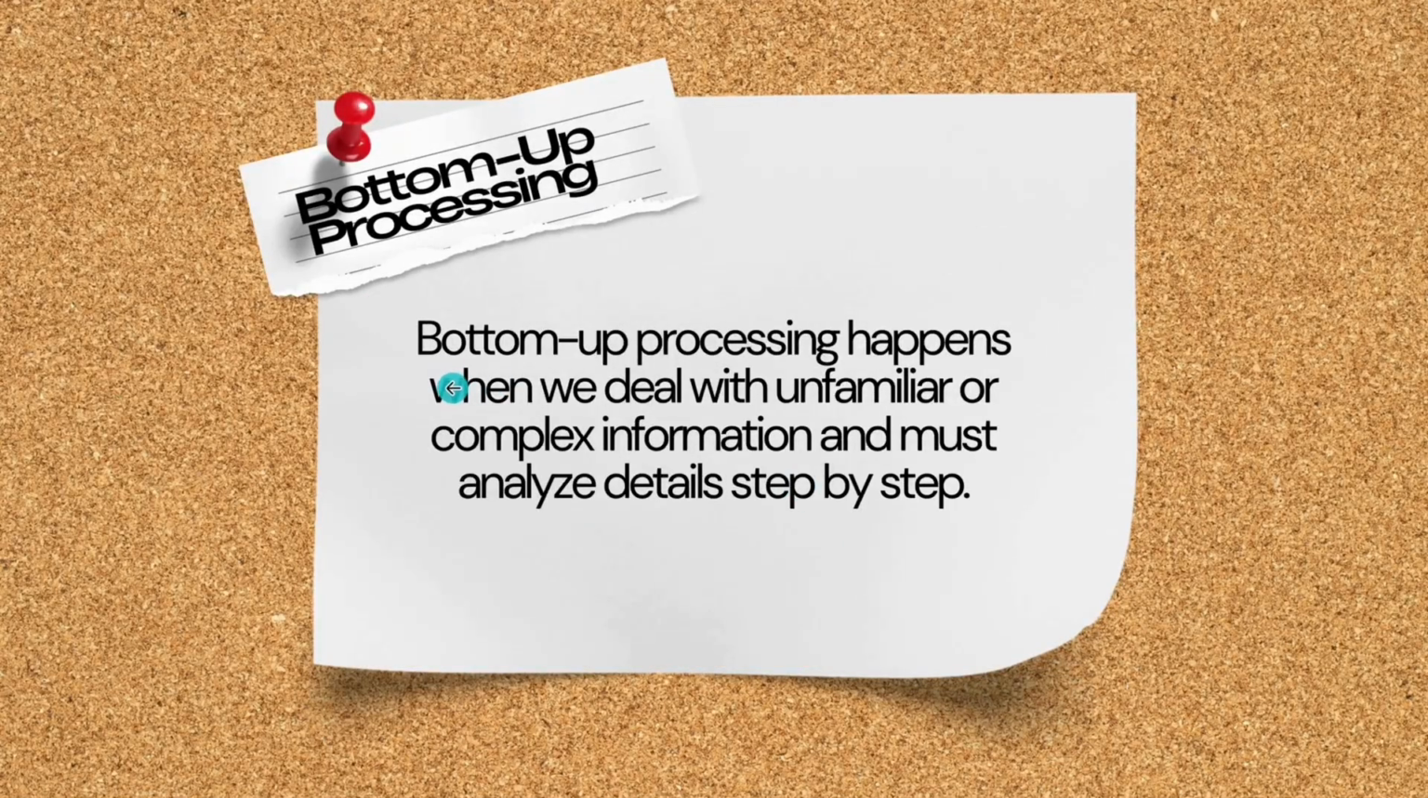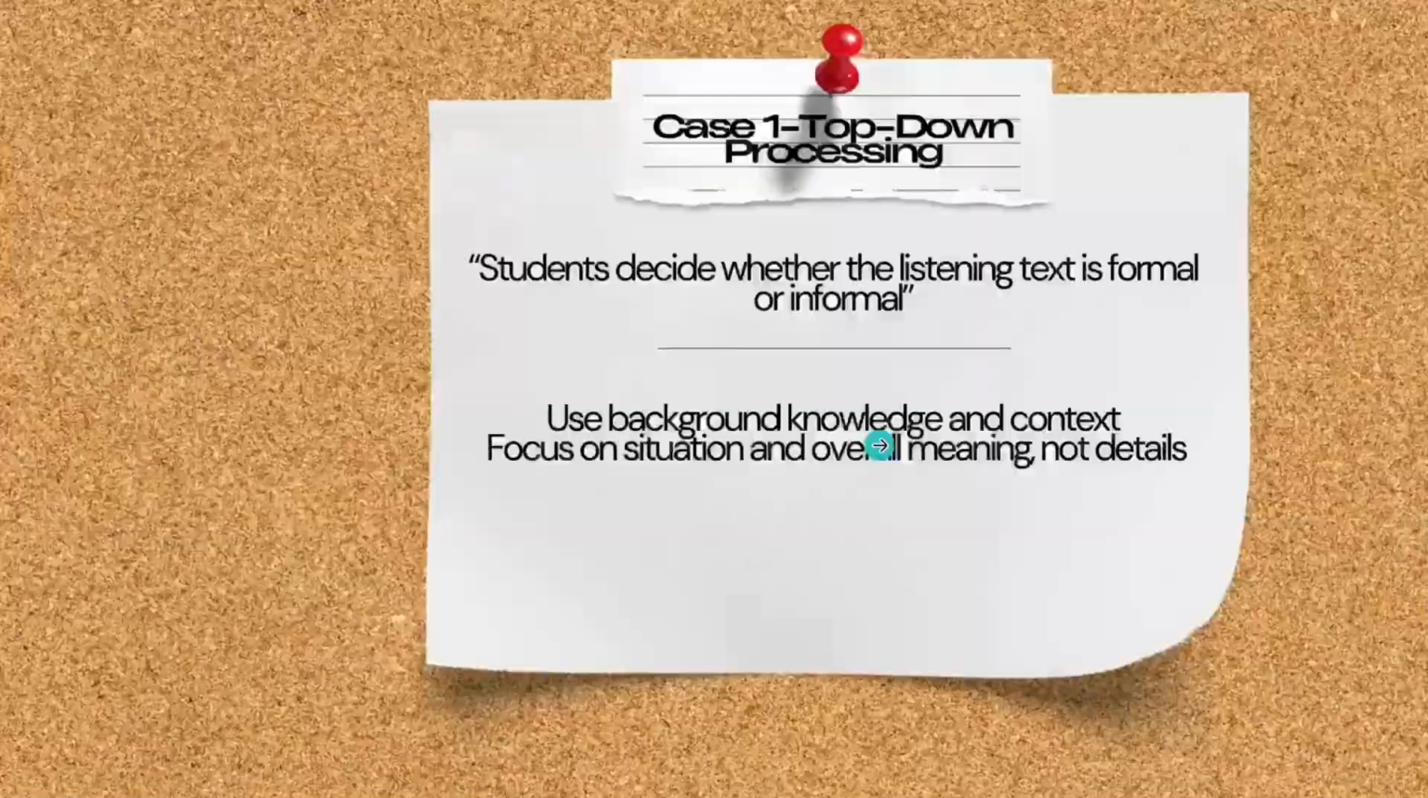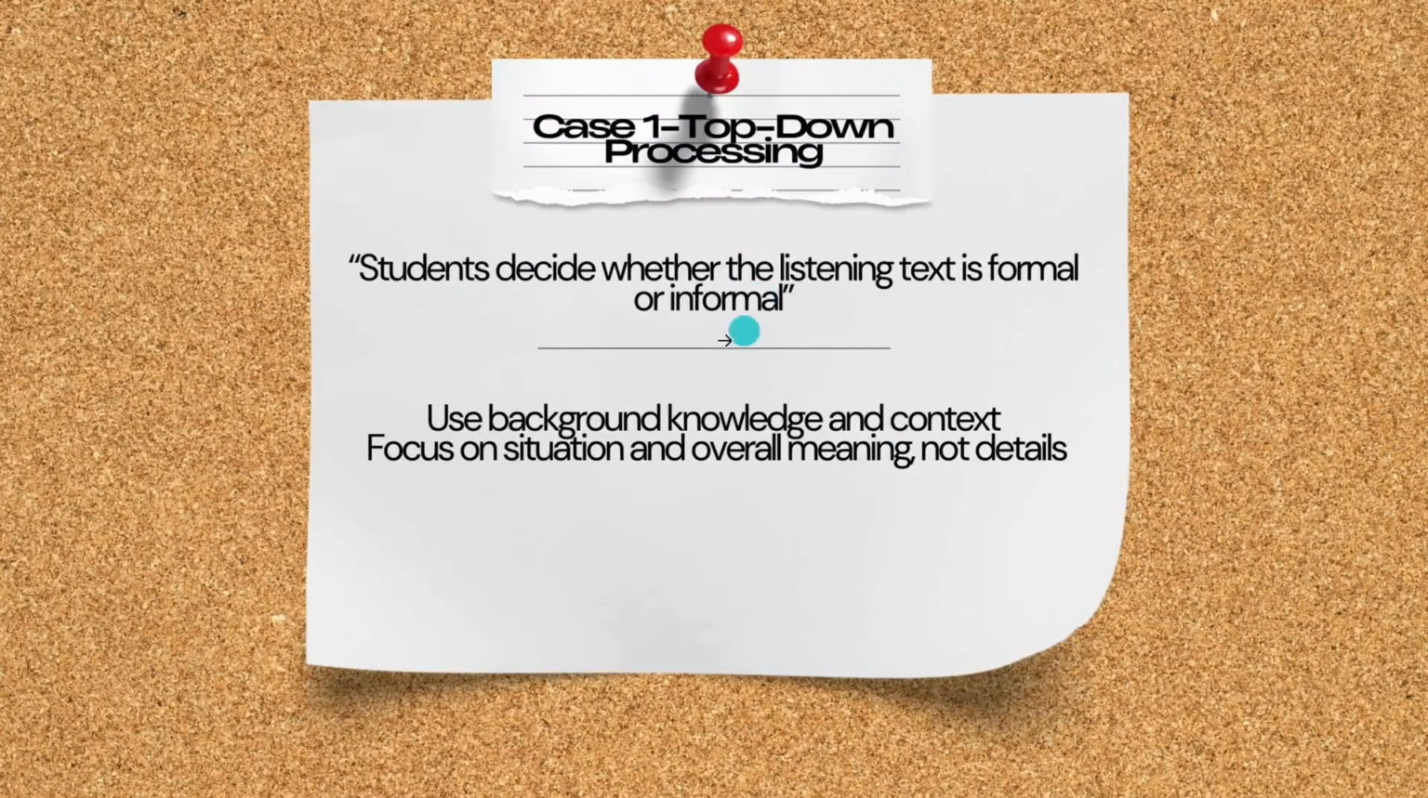Bottom-up processing. Bottom-up processing happens when we deal with unfamiliar or complex information and analyze details step by step. So, in this process, we focus on sounds, words, pronunciation, and sentence structure to build meaning from small parts. Now, let's move to the cases.